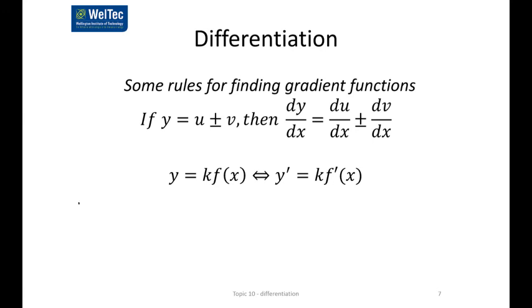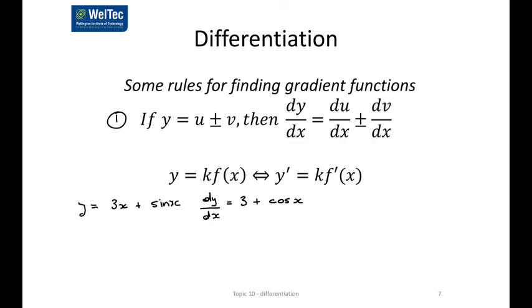So for example, if we've got y equals 3x plus sine x, there we've got two functions in the same thing. So we need to use rule 1 that says if y is made up of two functions, then the derivative is just going to be the derivative of those two functions added together. So the derivative of 3x is 3, and we're going to add to that the derivative of sine x, which is cos x.